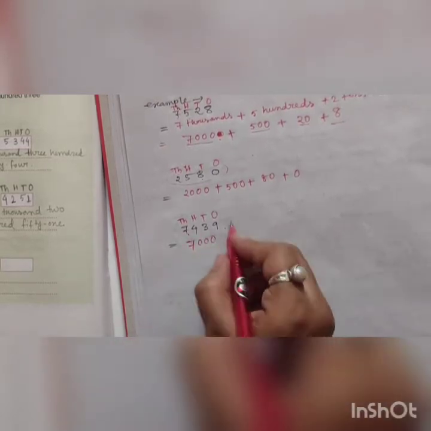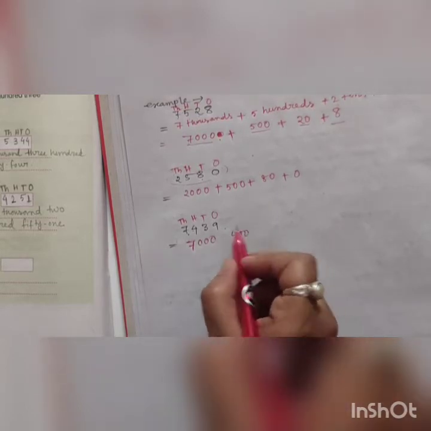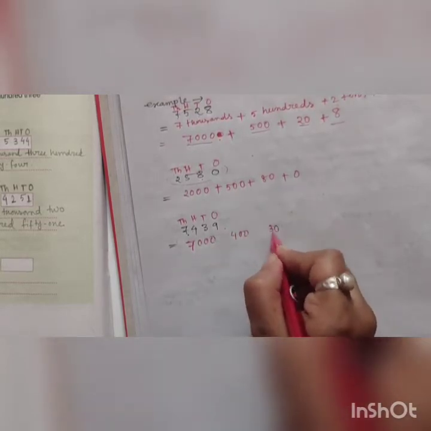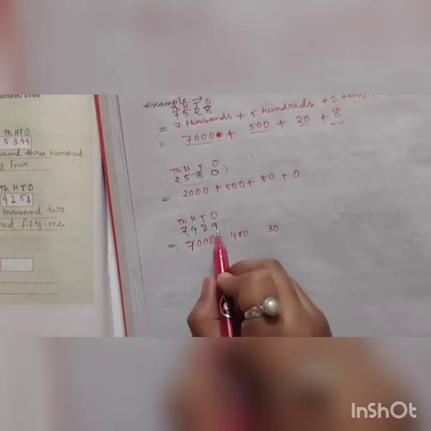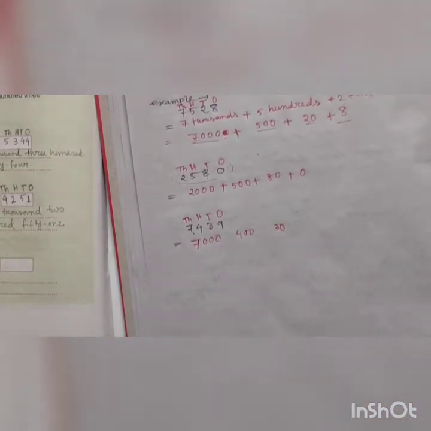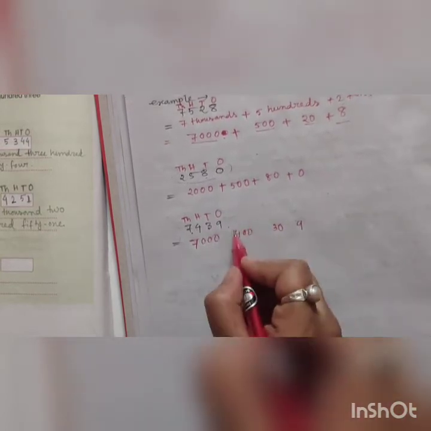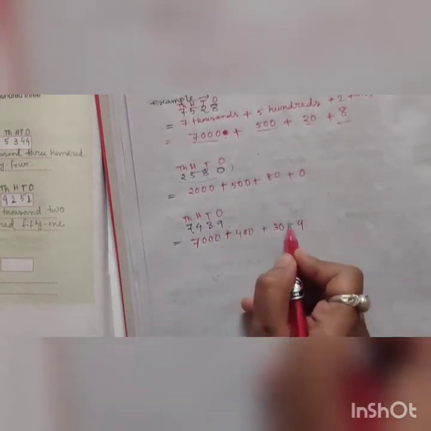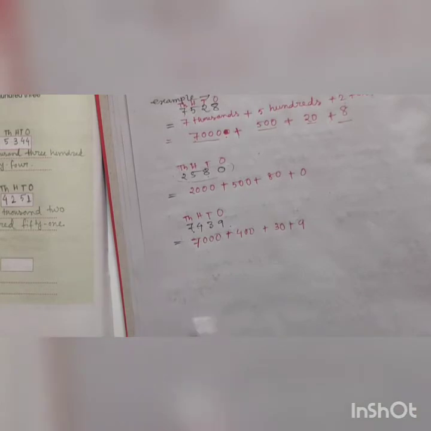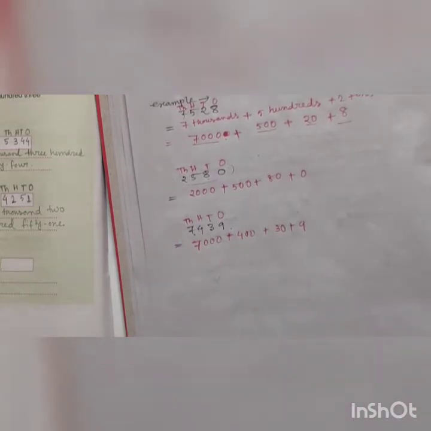7000, what is the place value of 4? 400, what is the place value of 3? 30, since 3 is in tens place and since 9 is in ones place, so the place value of 9 is 9. So if we write this place value as sum, then we will get the expanded form. So this is the expanded form of this number. So this is how you can convert a number into expanded form. Okay.